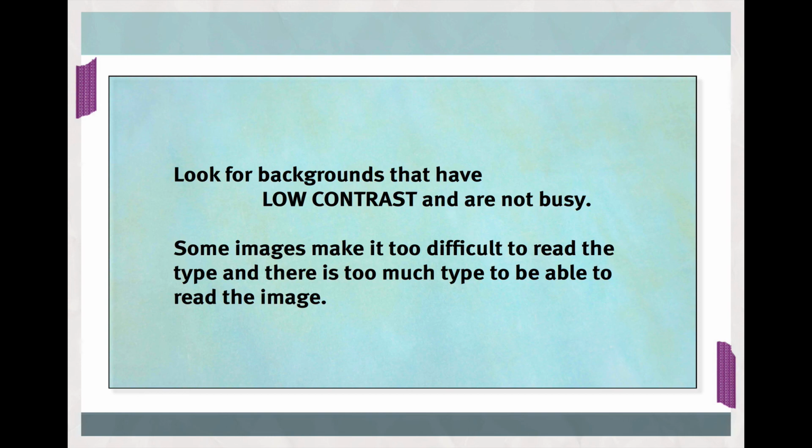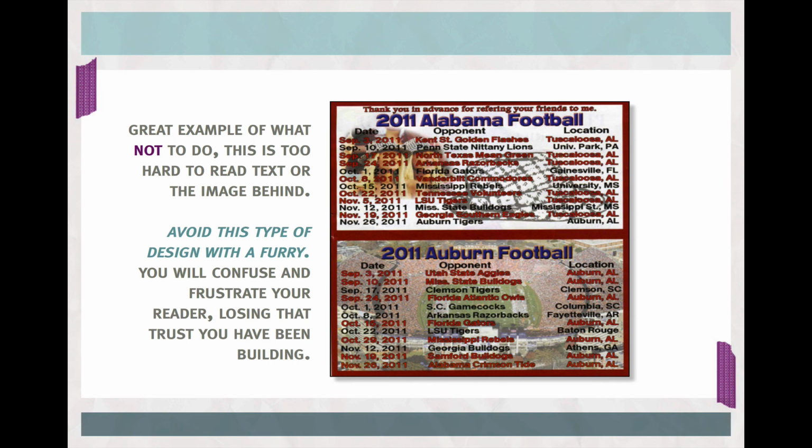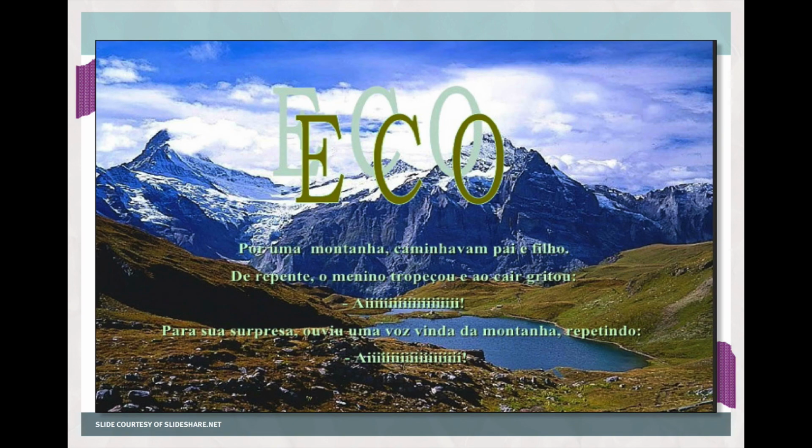Backgrounds. You're going to look for backgrounds that have low contrast and that are not busy. Some images make it too difficult to read the type, and there's too much type to be able to read the image. So you want to use that image on its own and then show the text on its own slide. You don't want to put the image behind the type. Something like this is a great example of what not to do. I actually can't read the type on top of the image, and I can't read the image with the type on top of it. So you want to avoid this design with a fury, because you're confused and you're going to frustrate your reader, and you're going to lose that trust that you've been building.